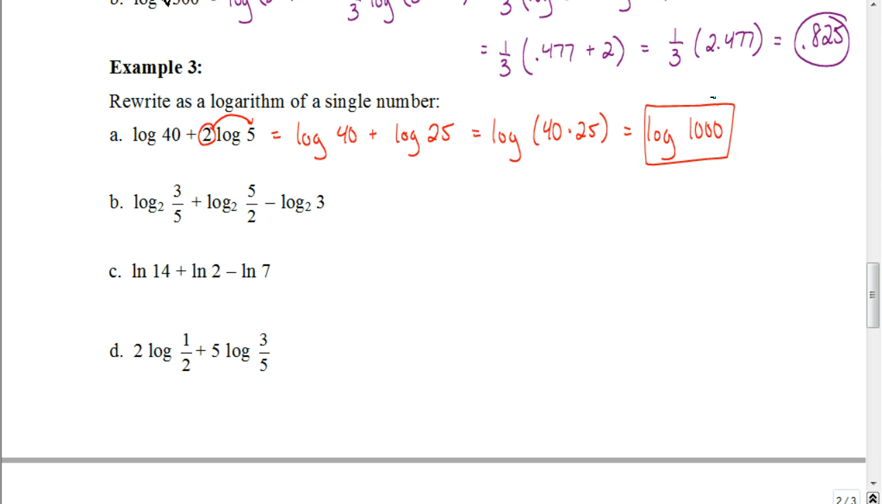Let's try the next one. Again, I always look to see if there's any exponents. Now there are no numbers in front of any of these logarithms, so there are no exponents. So now I'm going to combine these. Adding means that we would multiply those values together. Subtracting means we would divide by that value. So to write this as a single logarithm, I'd say it's a log with a base 2. Now we're going to multiply 3/5 times 5 halves together. We're going to take that divided by 3.